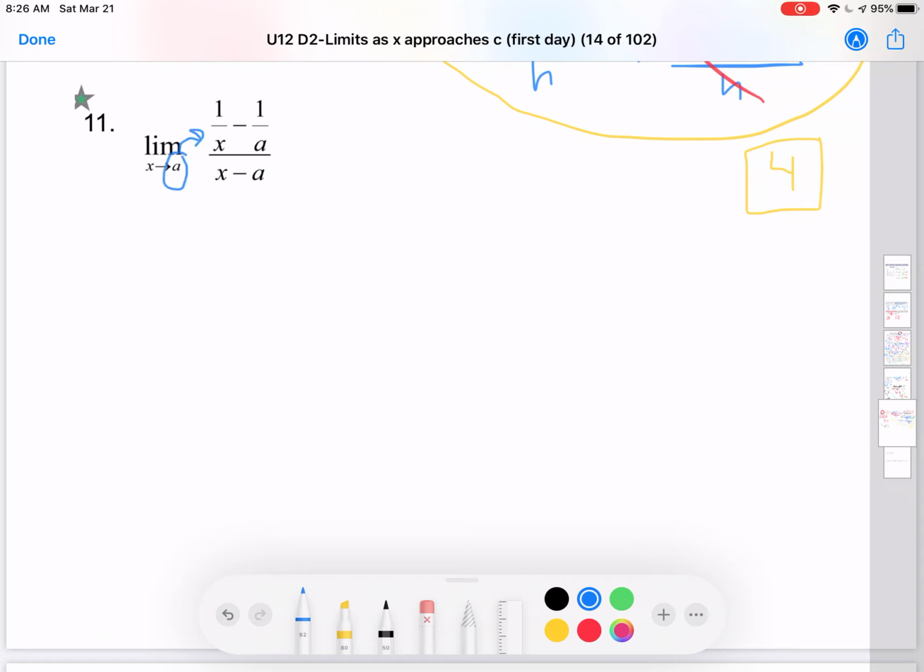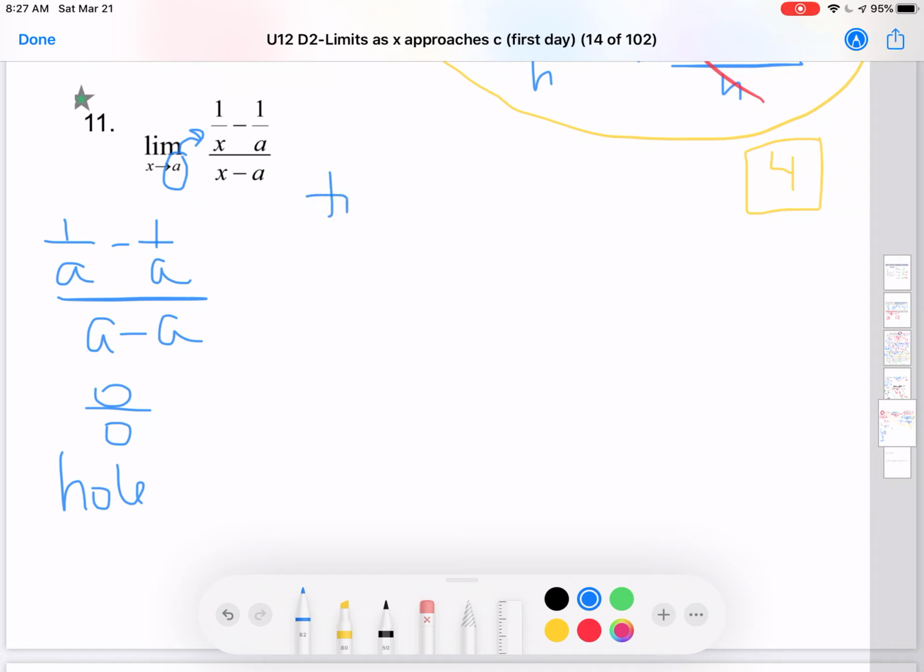Okay, so plug in as usual. We do get 0 over 0. Again, a hole. Just because there's a hole doesn't mean that a limit doesn't exist. Let's do a little top bottom.